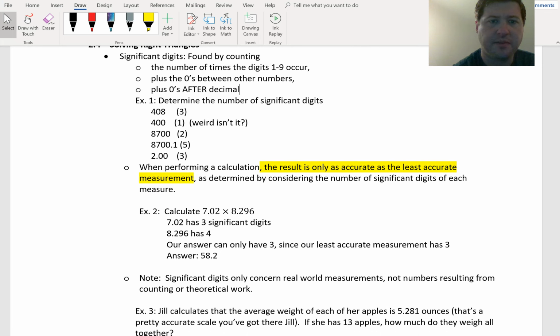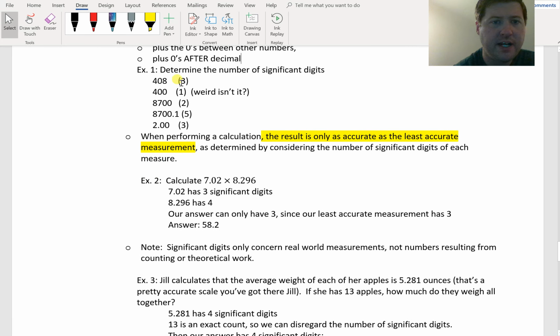So I've got a bunch of examples for you down here. 408, that zero is between 4 and 8. So we count the 4, we count the 8, and we also count that 0 since it's between two other digits. So it's got 3 significant digits. A number like 400 only has one significant digit because these zeros are not between two other digits and they're not to the right of the decimal place. So it seems a little weird.